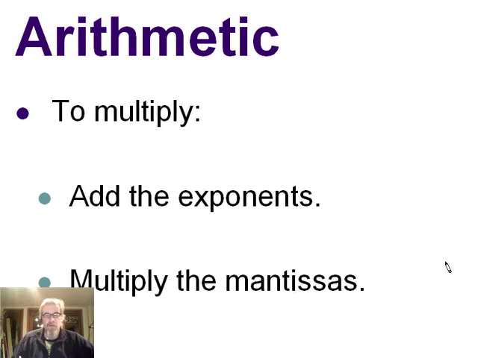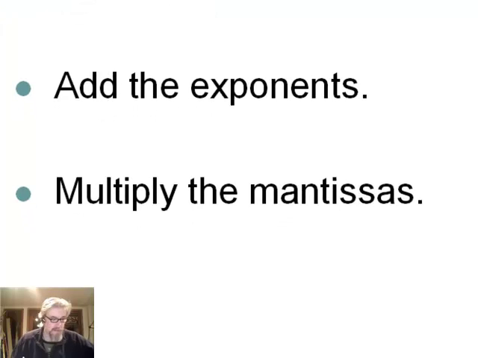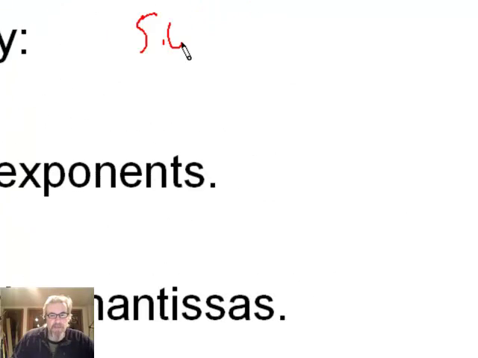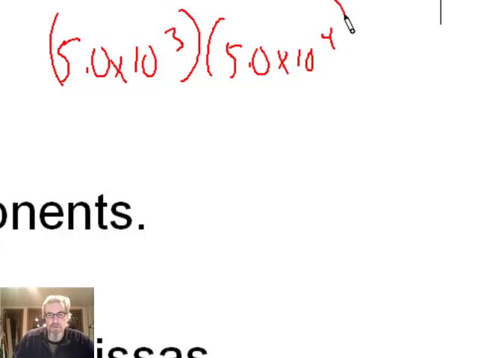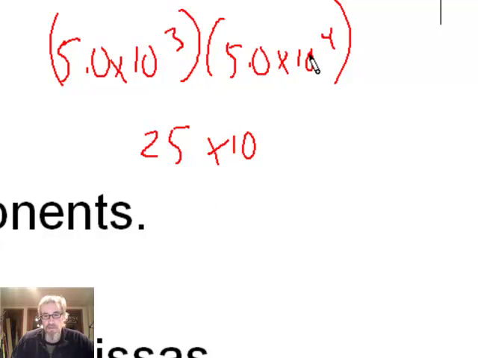Multiplying is easier. When you multiply, you simply add the exponents and then multiply the mantissas. So let's say I was multiplying 5.0 times 10 to the third by 5.0 times 10 to the fourth. I multiply the mantissas. 5 times 5 is 25. I want that to two significant figures, so I write it down just that way, 25. And then times 10 to the 3 plus 4, because I'm adding the exponents. So that's to the 7th.